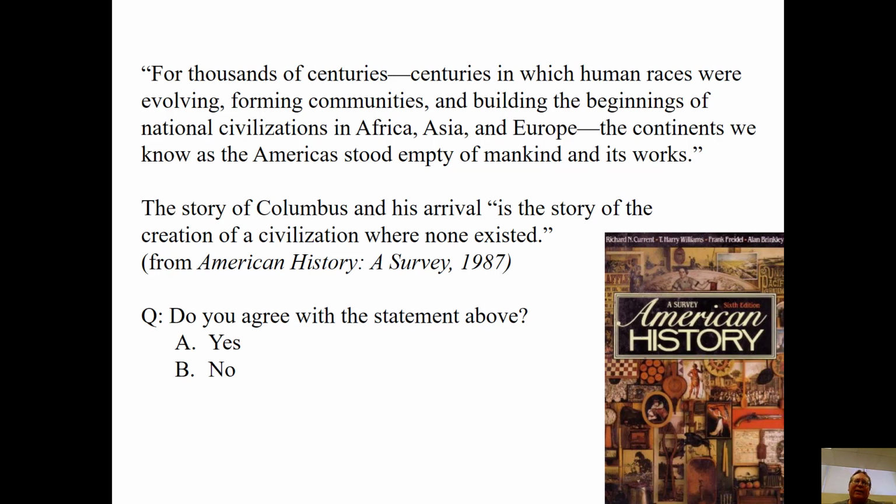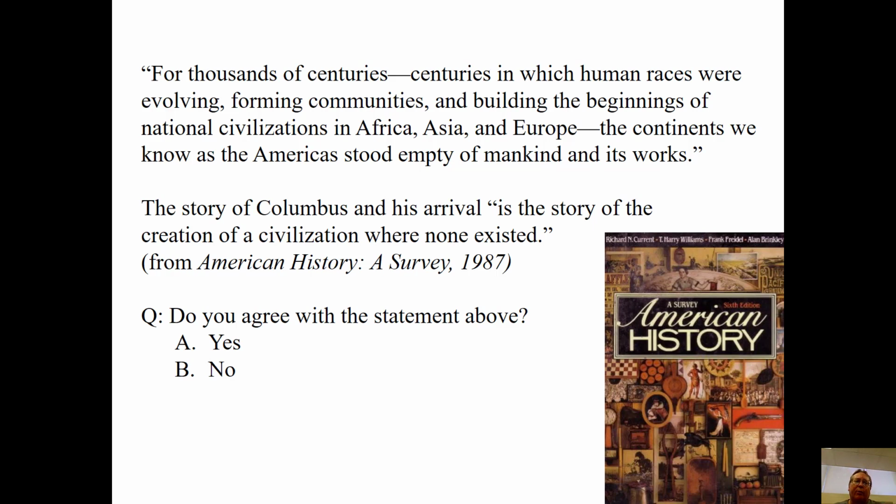So I want you to think about what this textbook is telling us, right? It's saying that, look, there might have been people here, but they weren't what we would call civilized. They didn't do the things that people in the rest of the world were doing, right? Building cities and complex trade systems, all of that, right? Social structures.